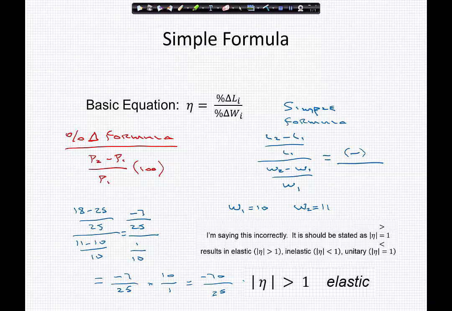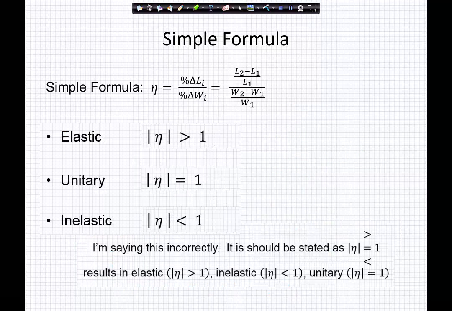Which would tell us that as the price has changed, then we have some greater change in the quantity. So as the wage rose from 10 to 11, or a 10% rise in wage, we have an even greater percent decrease in the labor units. Well, let's think about how that works out for us.